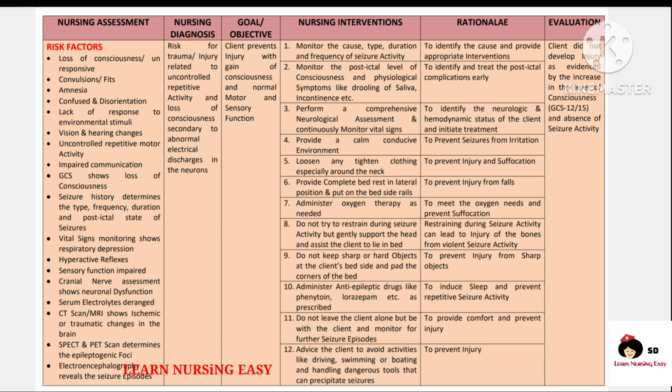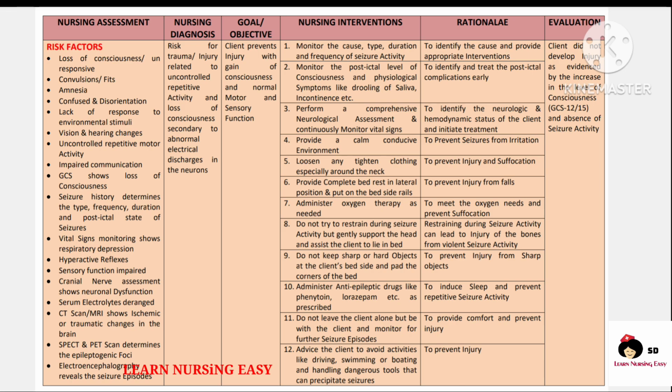In intervention, you'll be assessing the cause, type, duration and frequency of seizure activity so that based on the cause we can provide intervention. Monitor the post-ictal, that is post-seizures, level of consciousness and physiological symptoms like drooling of saliva, incontinence, etc. so that we can identify and treat the complications early. And we have to perform a neurological assessment and also continuously monitor the vital signs so that we can identify the neurological status and hemodynamic status of the client.